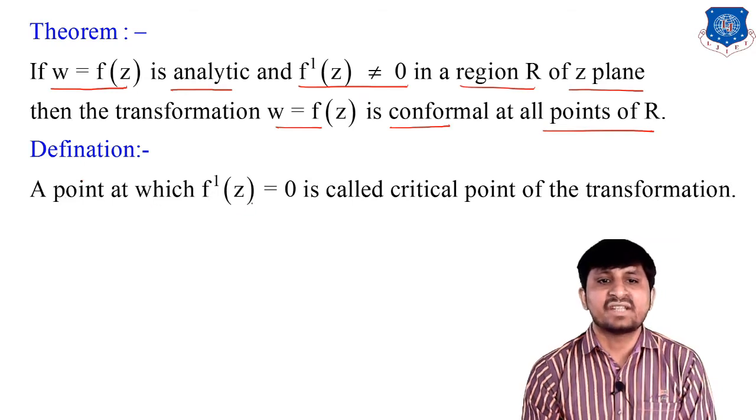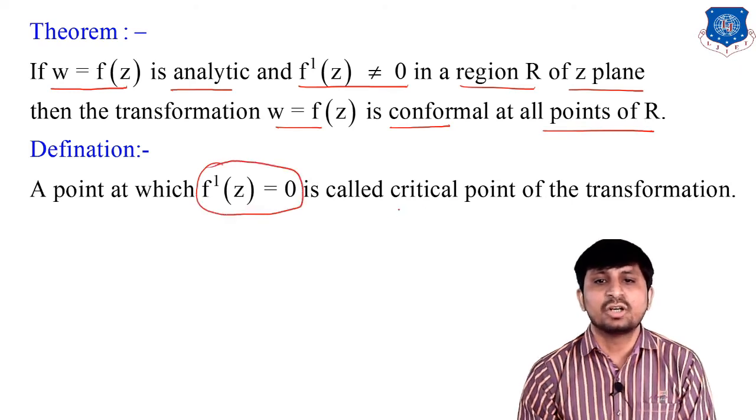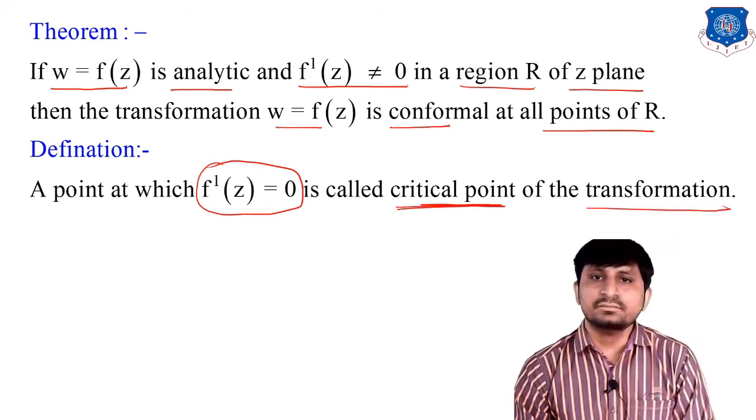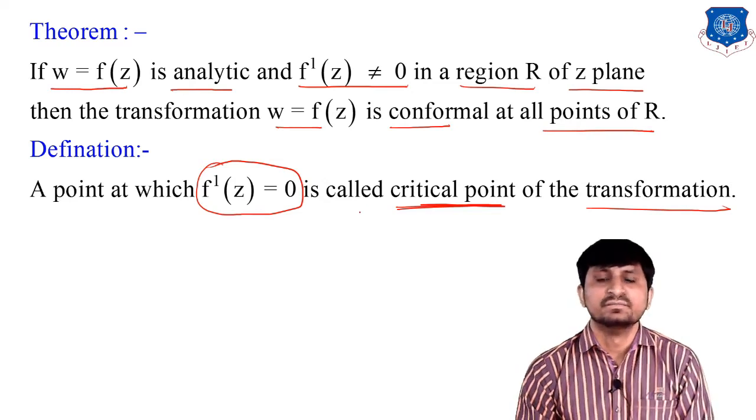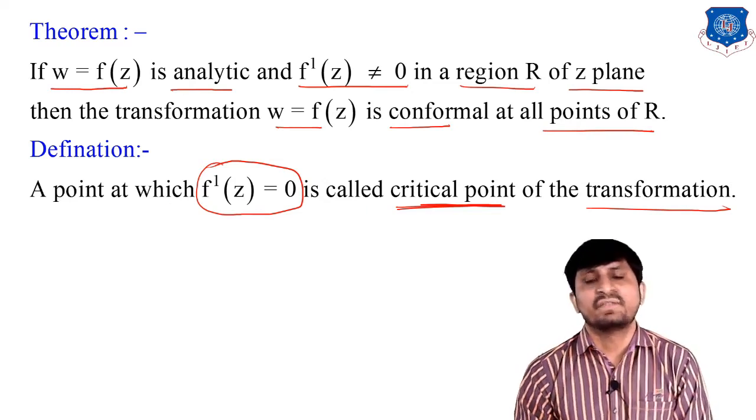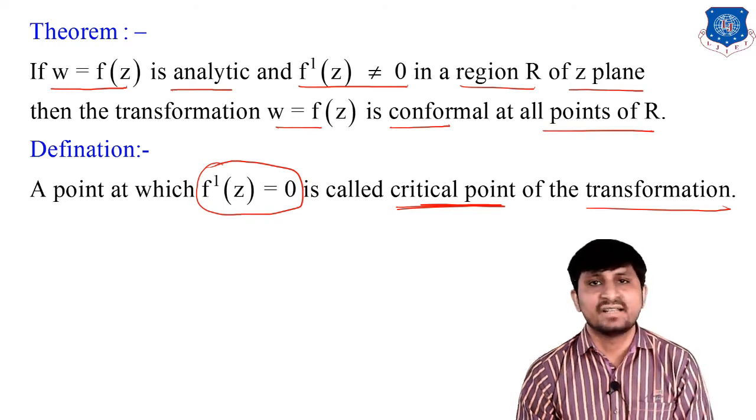And this is my definition. A point at which f dash z equal to 0 is called a critical point of the transformation. So we will work through some examples to find the critical points. In that case, f of z is given, you have to find f dash z, take f dash z equal to 0 and find the value of z. Those points are the critical points. Okay, so let's see.